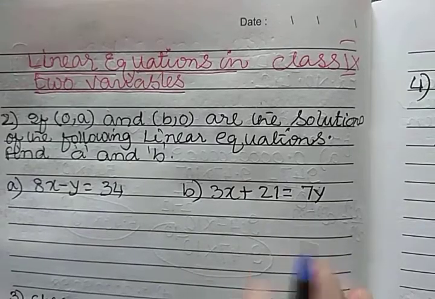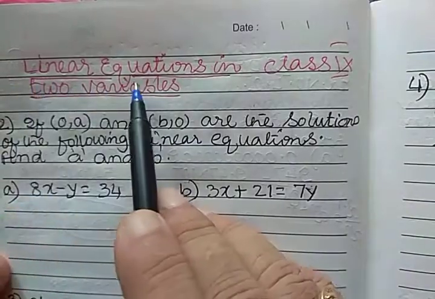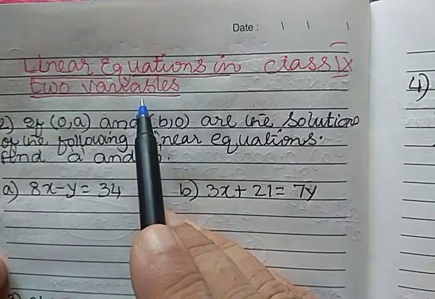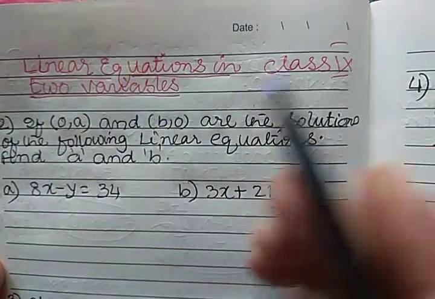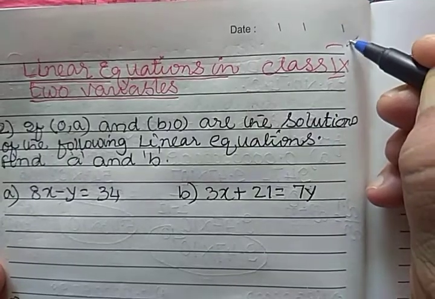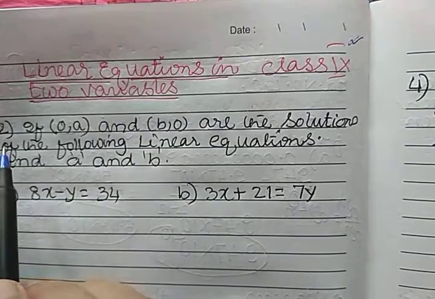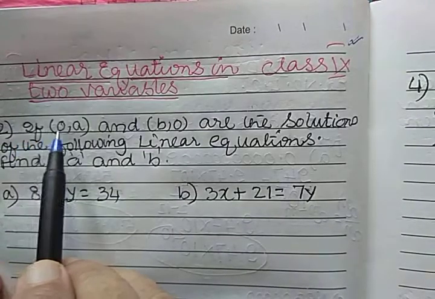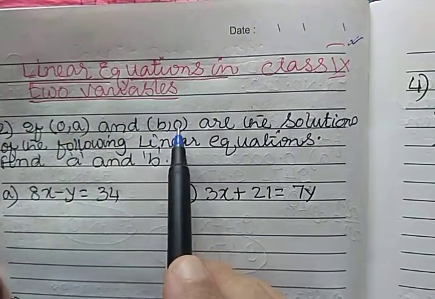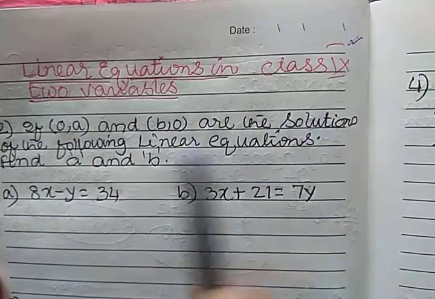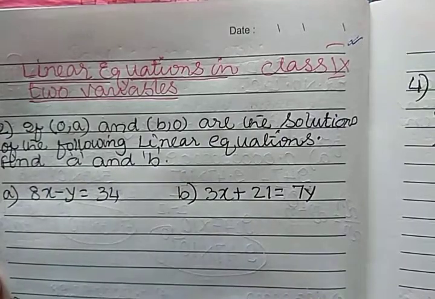Today I have come up with some new problems from your chapter Linear Equations in Two Variables for class 9th students. Your problem reads like this: if (0, a) and (b, 0) are the solutions of the following linear equations, find a and b.